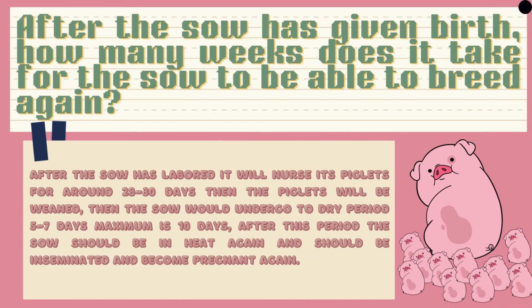And the other question was, after the sow has given birth, how many weeks does it take for the sow to be able to breed again? And it was answered. After the sow has farrowed, it will nurse its piglets for around 28 to 30 days, then the piglets will be weaned. Then the sow would undergo a dry period of between 5 to 7 days and a maximum of 10 days. After this period, the sow should be in heat again and should be inseminated and become pregnant again.